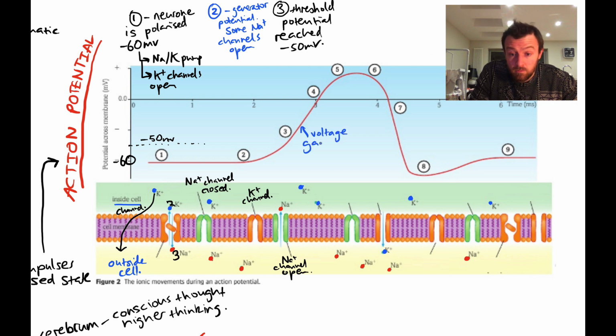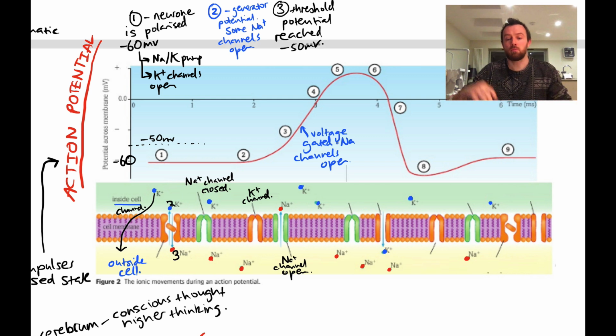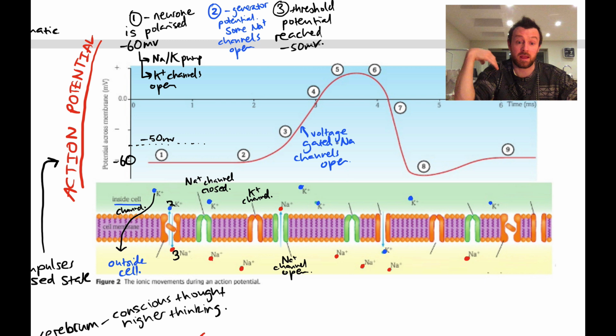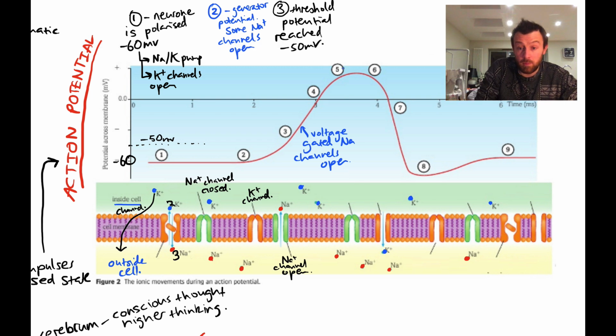Voltage-gated sodium channels open. And once those channels open, more and more sodium ions flood in, which causes the membrane to depolarize even further. And actually goes so far that the inside of the membrane becomes briefly positive. So it kind of reaches a maximum of about +40 up here.